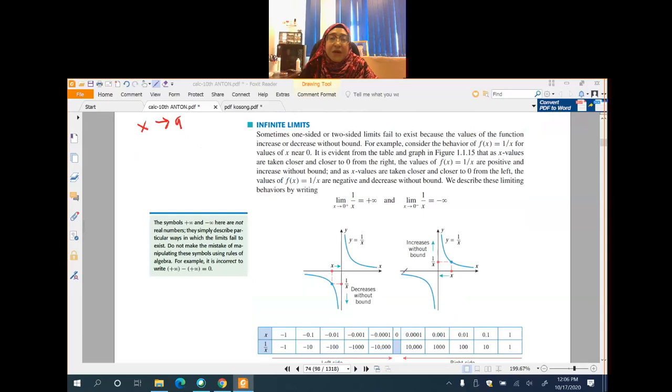Let's say here you have a function y equal to 1 over x. So this is a reciprocal function.